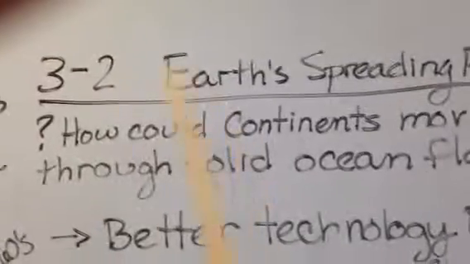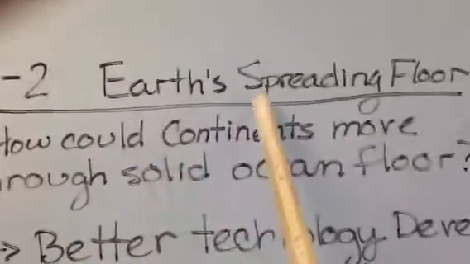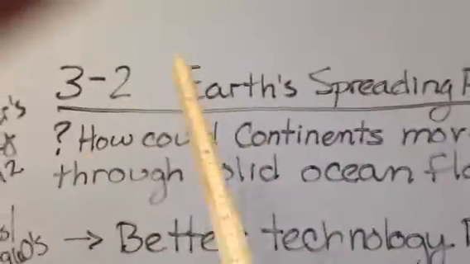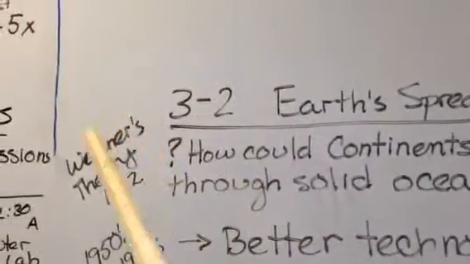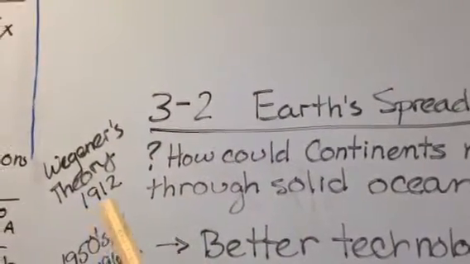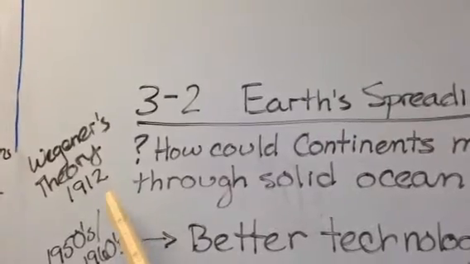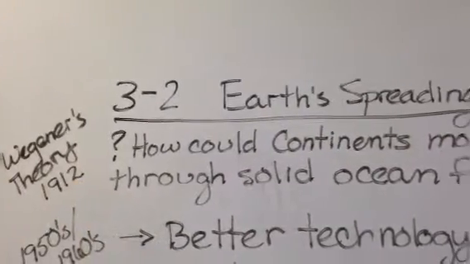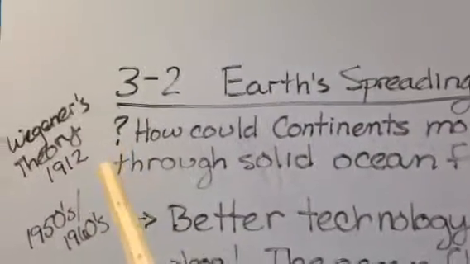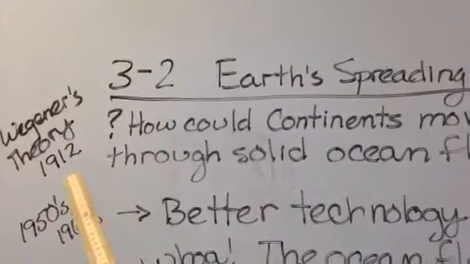So we are talking about Earth's spreading floor. All right, this is section 3.2. And we've already talked about Wegener's theory that he came up with in 1912. Your book doesn't tell you that, so there's your little bit of trivia for today. And his theory, remember, was the theory of continental drift.